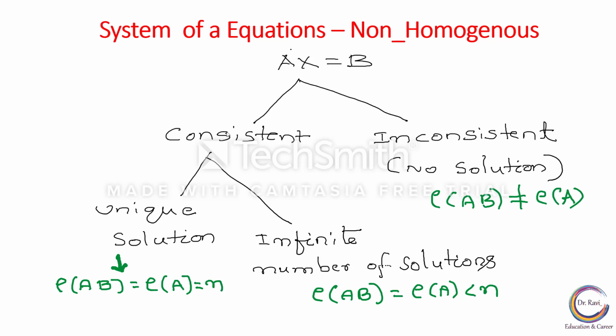Once the system is consistent, then comes whether it will have a unique solution or an infinite number of solutions. It will have a unique solution if rank of AB equal to rank of A equal to n, where n is the number of variables in the system of equations. If rank of AB equal to rank of A is less than n, then it will have an infinite number of solutions.